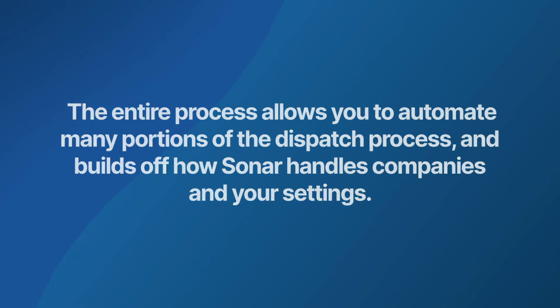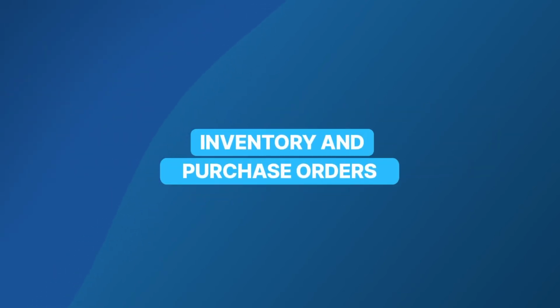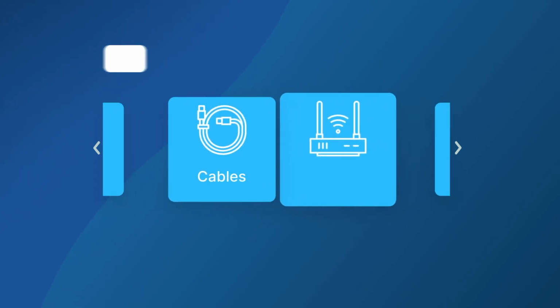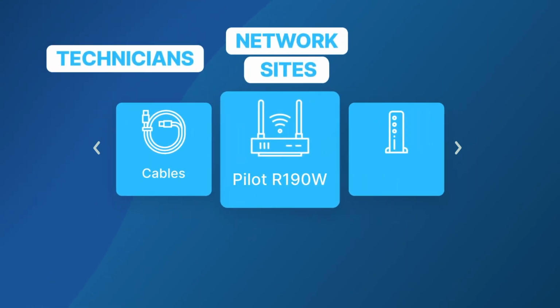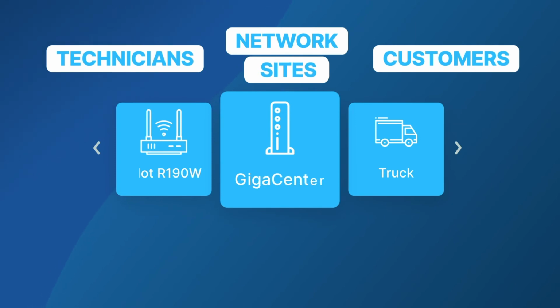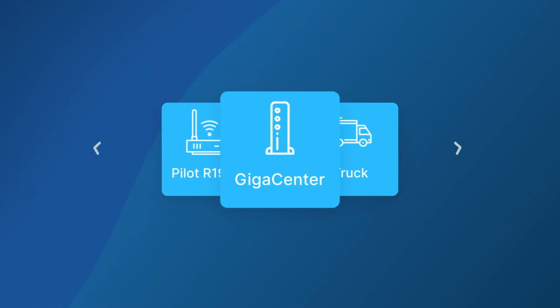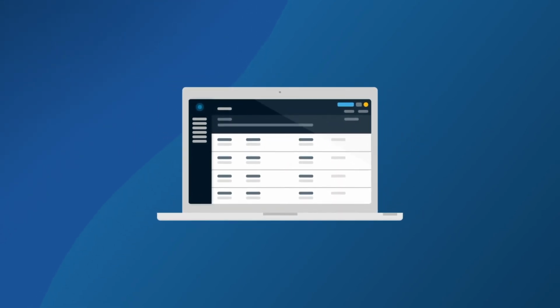The inventory module in Sonar allows your organization to manage and track the life cycle of all items being assigned to technicians, network sites, or customers. The manufacturers, models, and items are all accessible by every company added to your instance and can be assigned or unassigned as needed.